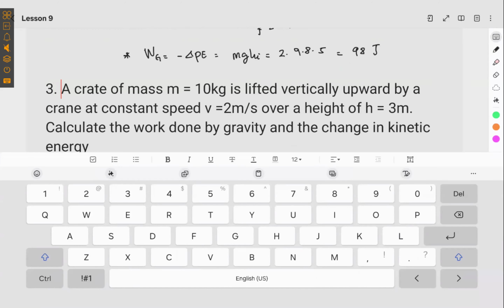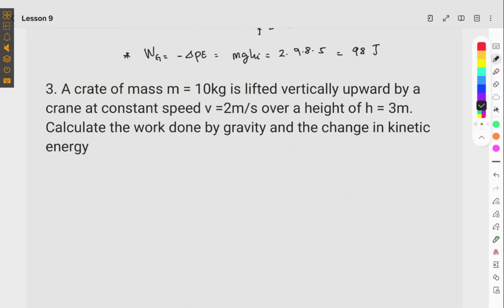It simply says a crate of mass 10 kilograms is lifted vertically upward by a crane at a constant speed of 2 meters per second over a height of 3 meters. This is the crane, yeah. This is what you mean by crane.